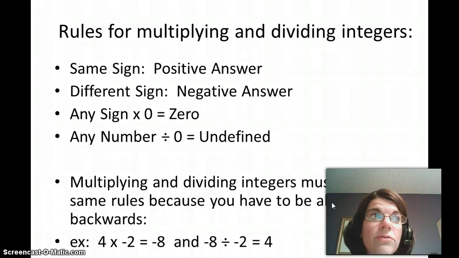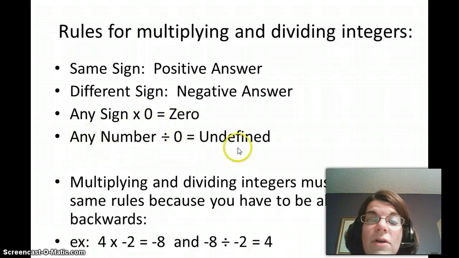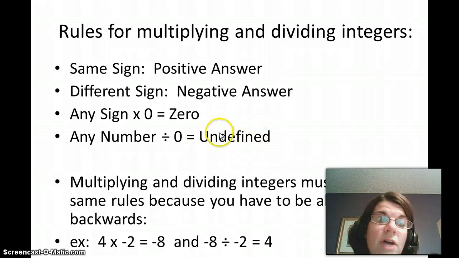So here are your rules. If you have the same sign, the numbers have the same sign, you get a positive answer. So positive times positive or negative times negative. If they have a different sign, you get a negative answer. So it can be in either order, negative times positive or positive times negative. Any sign times 0 is always 0, and any number divided by 0 is undefined. We're going to talk about that in just a second.